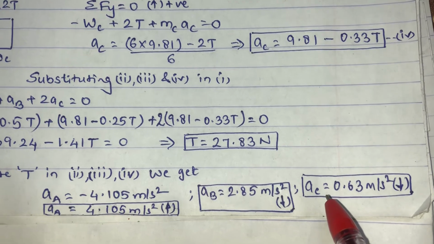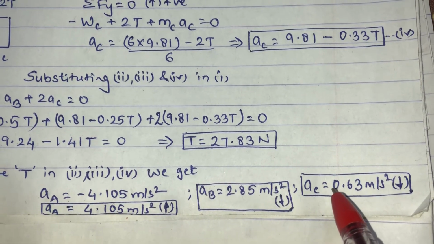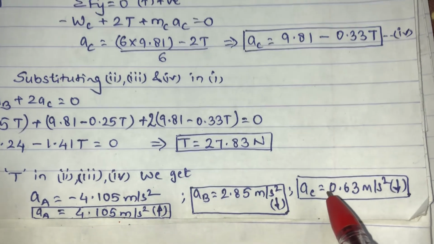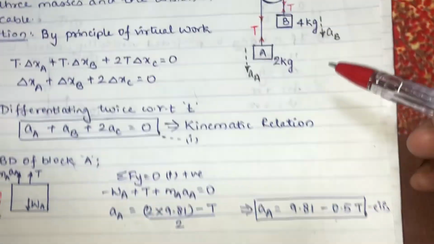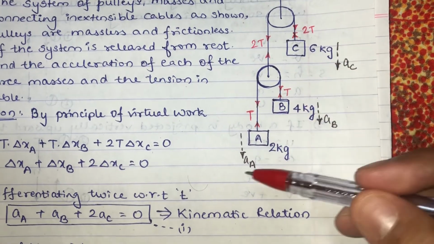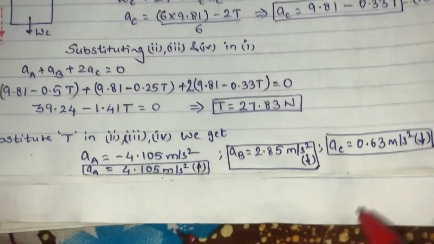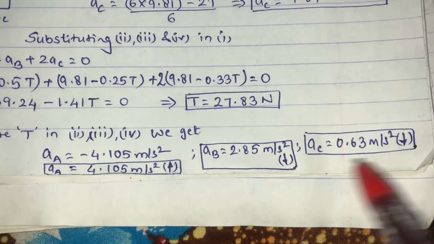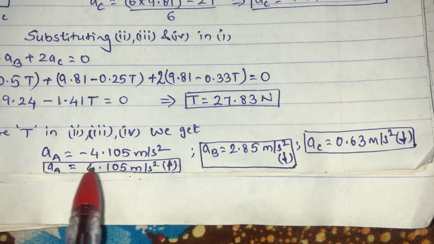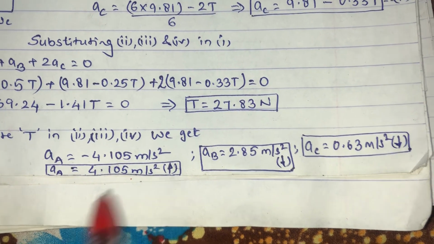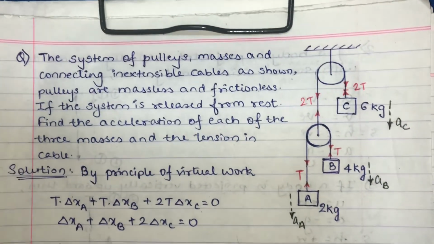Now the question arises: sir, you have told that whenever it is positive it is upward direction. That is correct, but here whatever we have assumed, if I am getting that value positive, then the assumption is correct. If my assumption is wrong, I get a negative sign and then I have to change the direction. With this, I hope you understood the complete problem. Thank you.